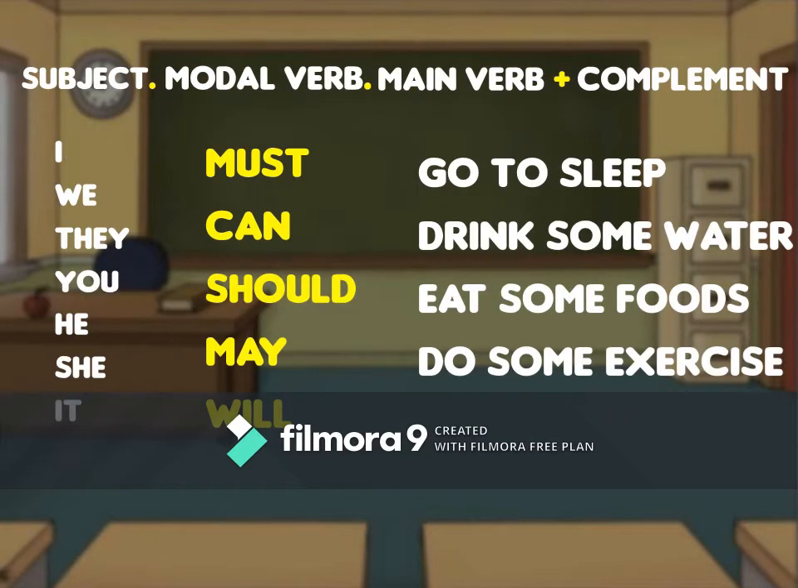Next example: subject, modal verb, main verb plus complement. Subjects such as I, we, they, you, he, she, or it are always followed by modal verbs such as must, can, should, may, will. Lastly, the main verb would be the main verb plus the complement. For example, I must go to sleep or you should go to sleep. He may do some exercise. He should do some exercise.